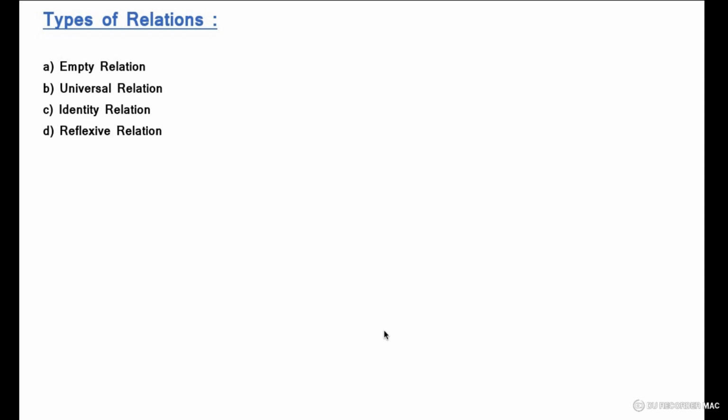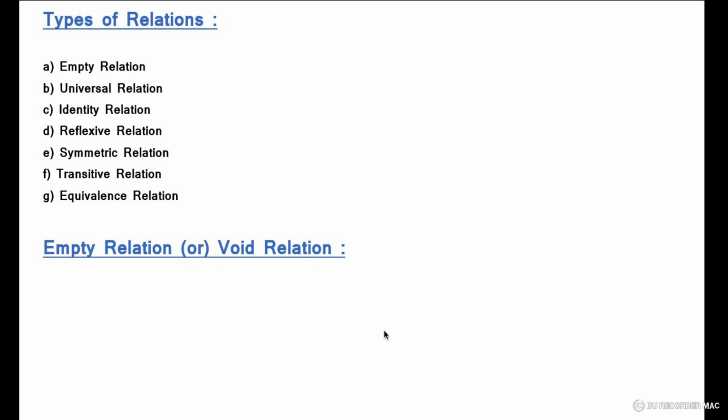Then, moving on, let's go to types of relations. There are so many types of relations. We will deal with them separately. We will go in depth into each type of relation. The first one is empty relation, then universal relation, identity relation, reflexive relation, symmetric relation, transitive relation, and equivalence relation. Now let's start with empty relation, also known as void relation.